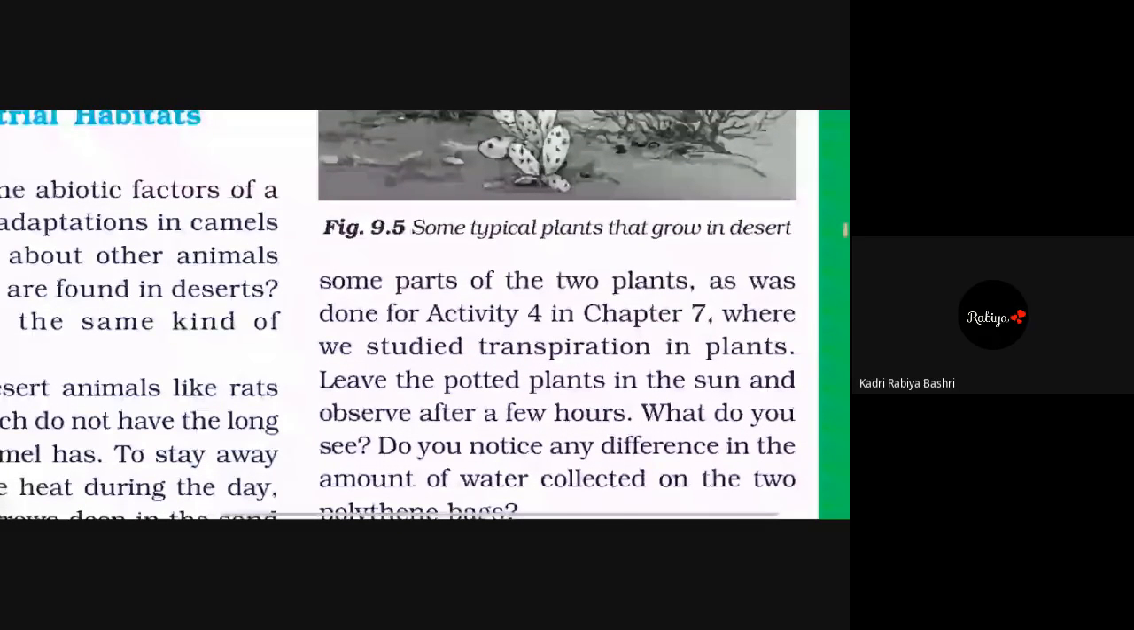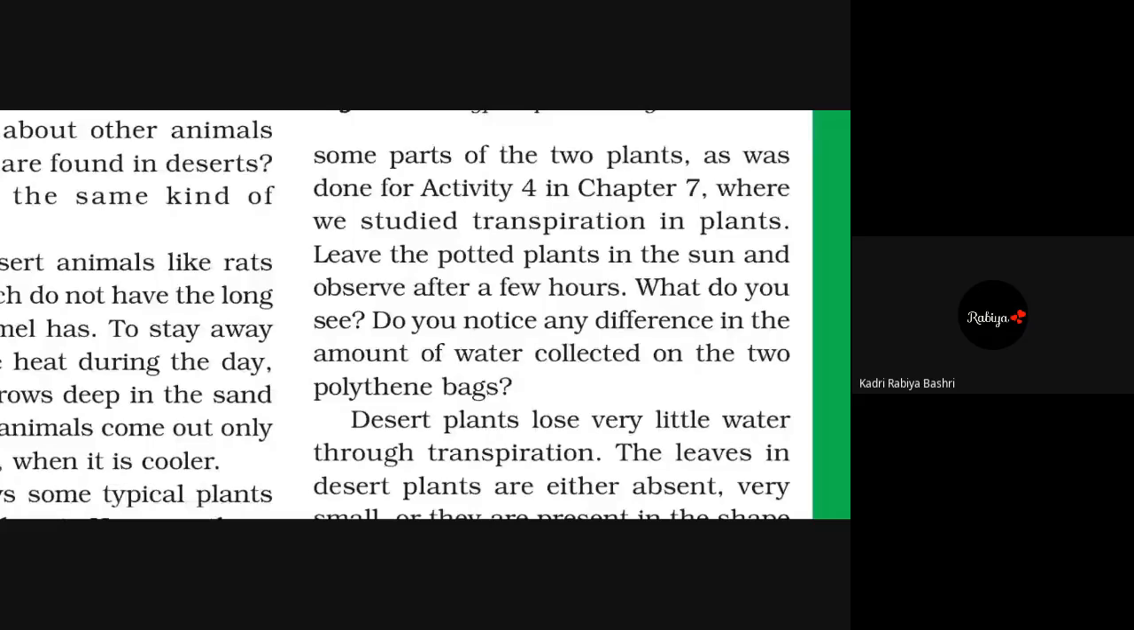Difference. The cactus plants are called desert plants. In desert plants, you will see some water in the bag when you keep the plant tied in a polythene bag and put it in the sun for 2-3 hours. In a normal plant you will see more water because of transpiration. Means, what is transpiration? It is the loss of water.